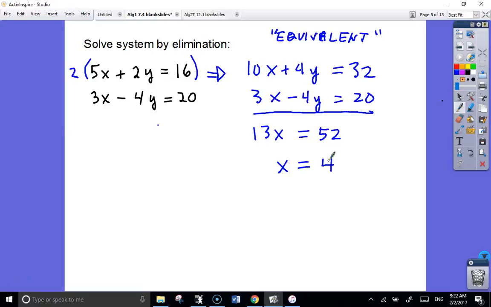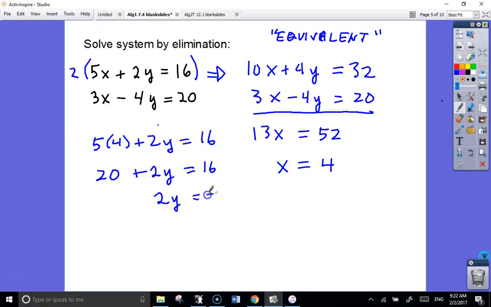It doesn't matter. You know, it doesn't matter. You go anywhere you want. Usually these are, you know, smaller numbers because you haven't multiplied by anything yet. So you might want to try here. How about if I'll try the 5x plus 2y, since everything's positive? 5x, 5 times 4 plus 2 times y equals 16. 20 plus 2y equals 16. So 2y equals negative 4, y equals negative 2.